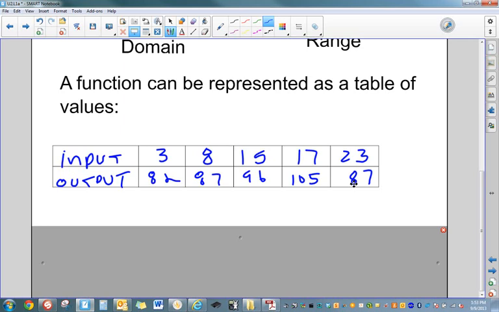So that's the second way you can represent it. If you wanted to take this right here, the input was 3, the output was 82. Discuss with a partner how you would write this input of 3 and that output of 82 as an ordered pair. You got 30 seconds. Go ahead and figure it out.